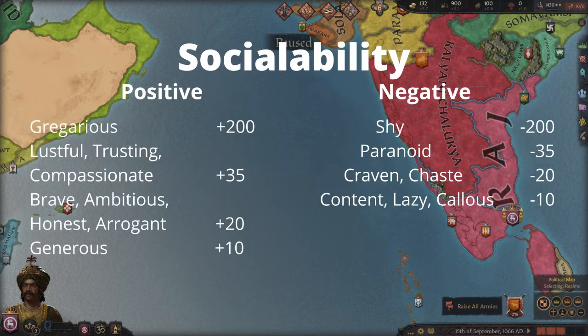And so you see the positive traits. Some of them are very obvious, like gregarious. They want to be around people. And then, as we know, one of the worst negative traits in the game is shy. If you have someone who's shy, it's probably going to be harder to interact with them on a social level.